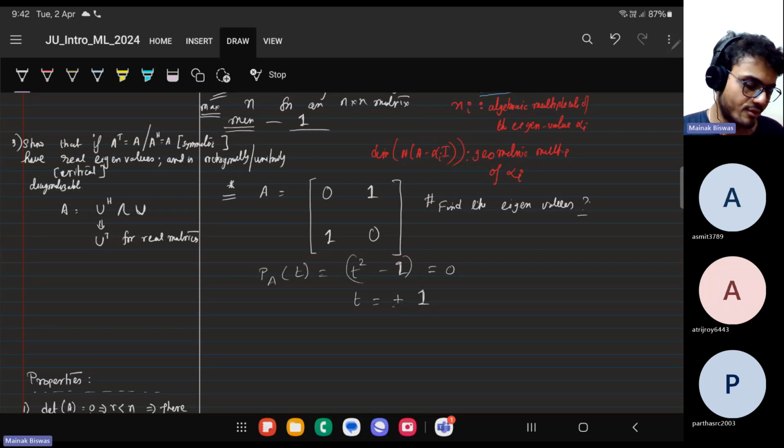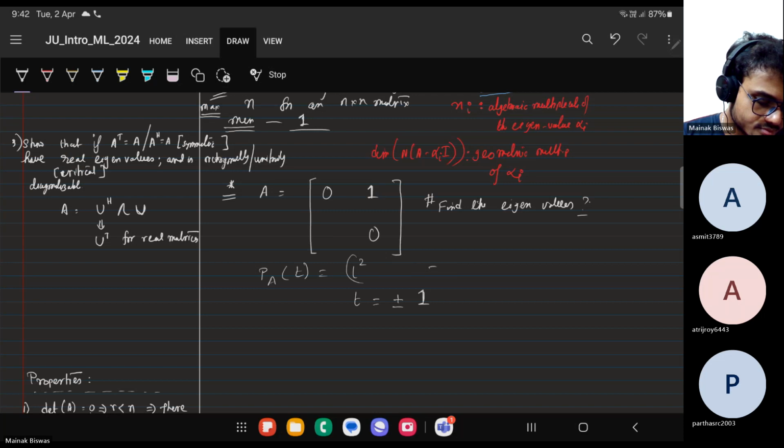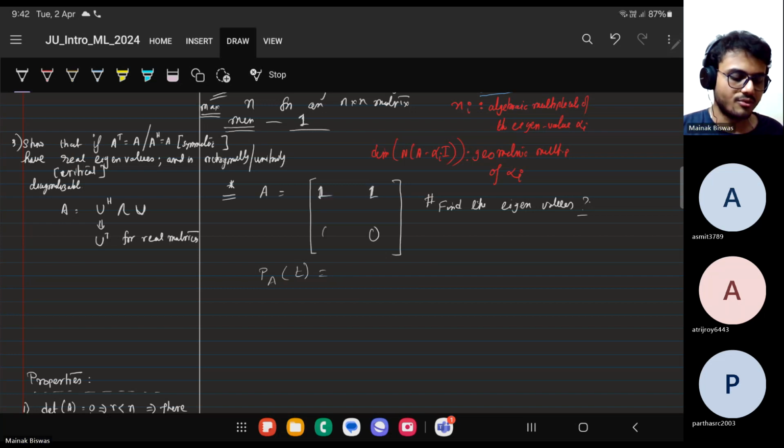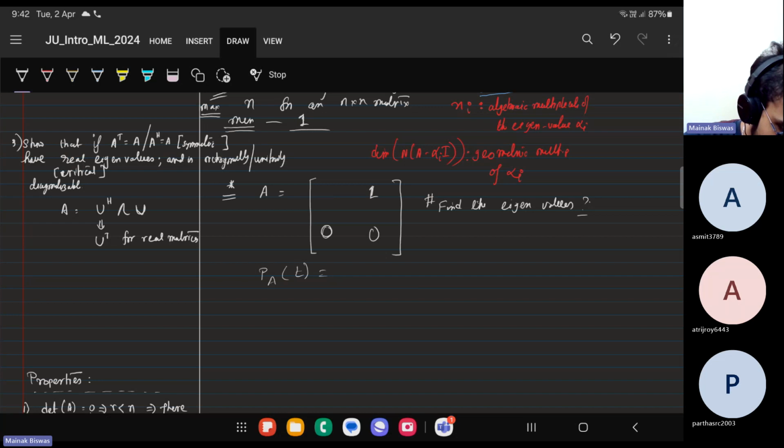This would have two equations. What should I do? Which one should I take? This is too much. This is what we'll do. For this, what are the equations? T minus 1, 0.